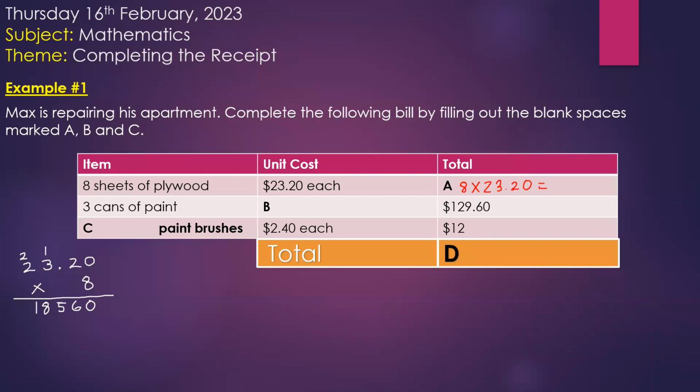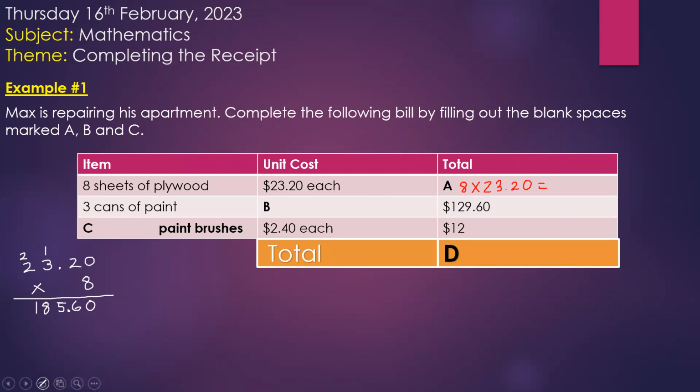All right, so where are we gonna put the decimal point? Between the 5 and 6. Good. Because we have to move it twice, right? So it's gonna be 1, 2. That's where we're gonna put it. It's gonna be $185.60.